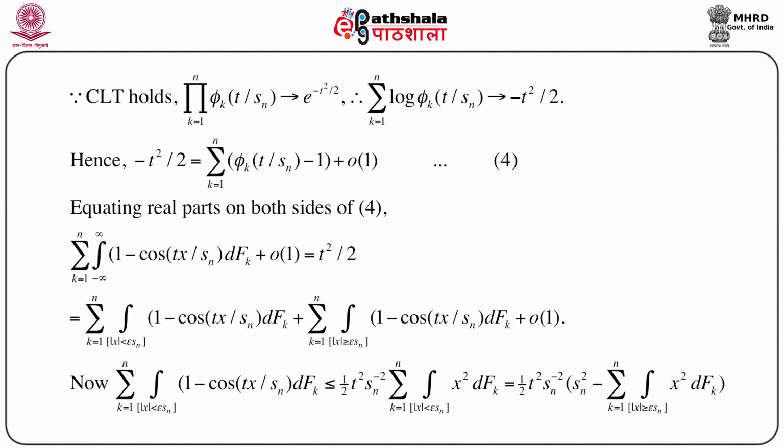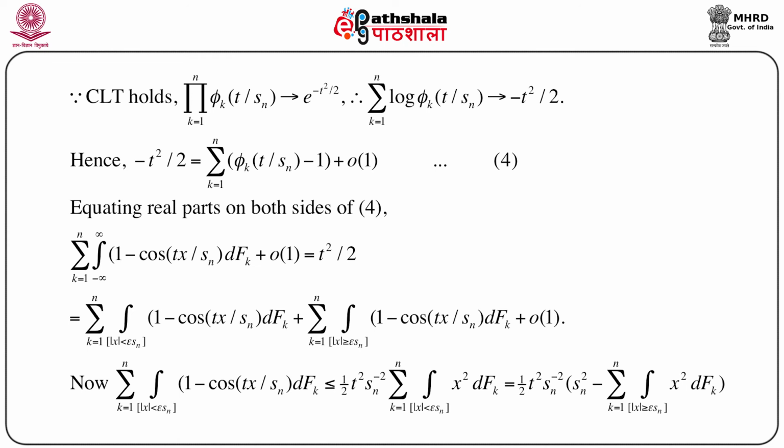So we also know that CLT holds. So what is the meaning that CLT holds? That means product k equals to 1 to n phi k t by Sn goes to e to the power minus t square by 2. So if we take log on both sides, we see that summation k equals to 1 to n log of phi k t by Sn goes to minus t square by 2.